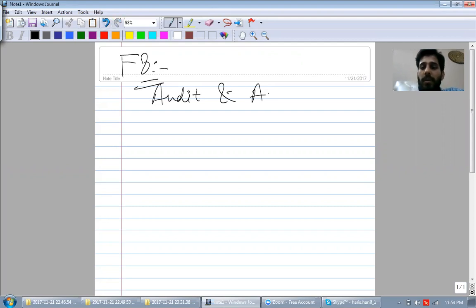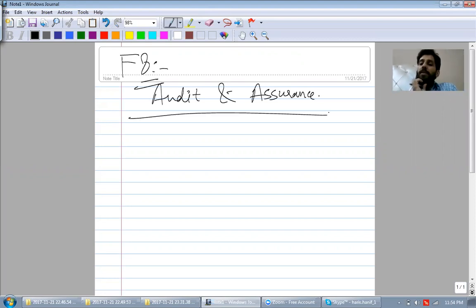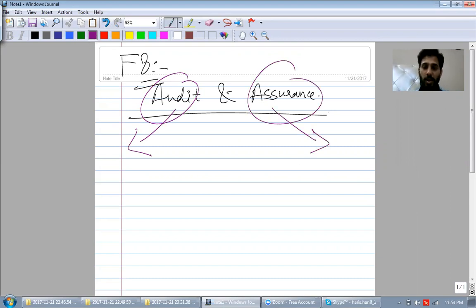F8 is an important paper in ACCA because when a student goes to a firm after qualifying, or at least after completing part 2, and joins an audit firm, they will need to practice in the field of audit and assurance. Audit and assurance calls on the basic accountancy knowledge from your papers F3, F2 and F1. And if you are done with your paper F7, that's well and good, that's much better. Audit is something different, assurance is something different. Both are in the same category, but still there is some difference.